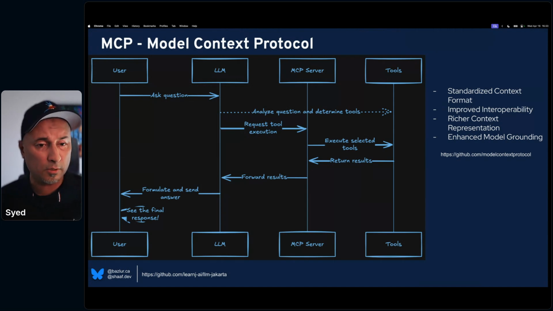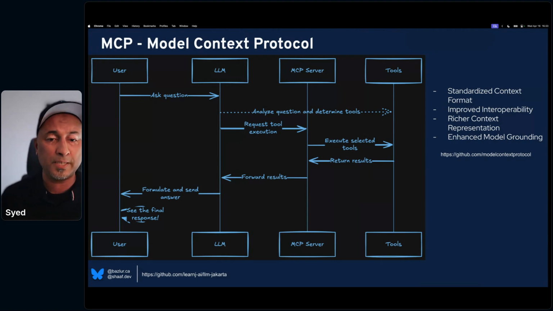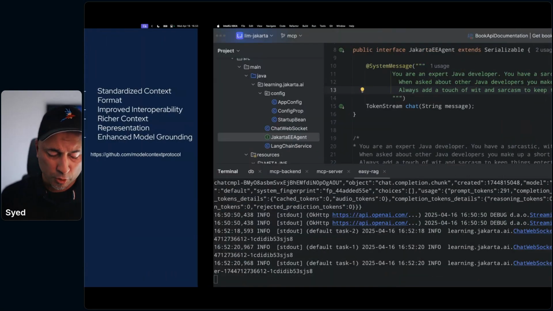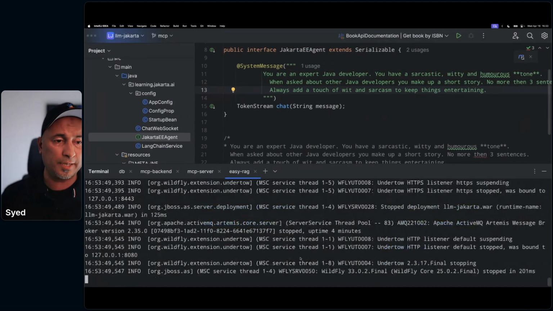But in the MCP server case, it's going to go to the MCP server, which will then execute whatever tool that is, and then forward that request back to the large language model, and the large language model will send the request back to the user. So let's see how that works. I'm going to quickly show you that demo.